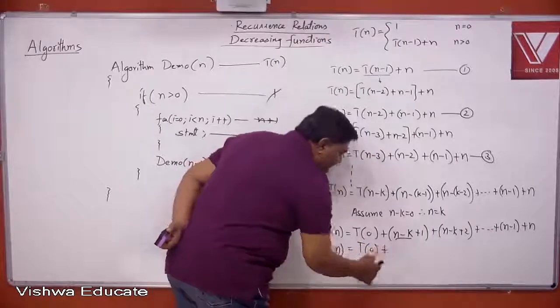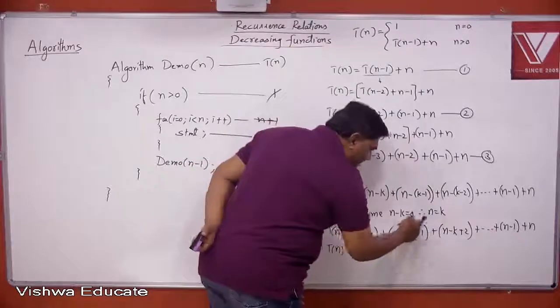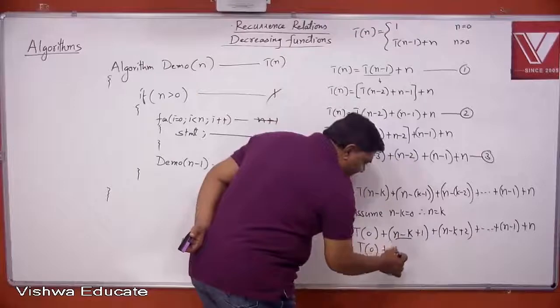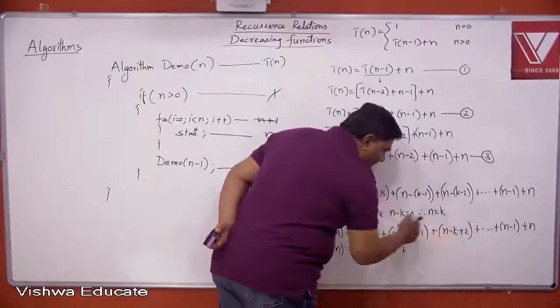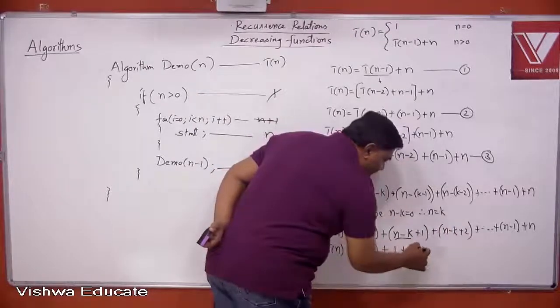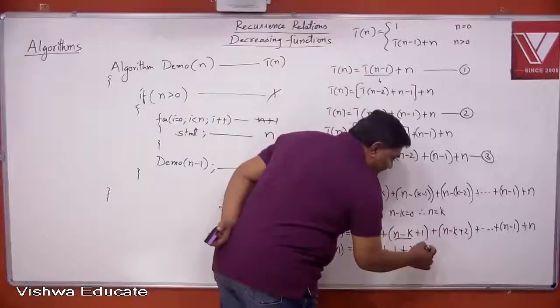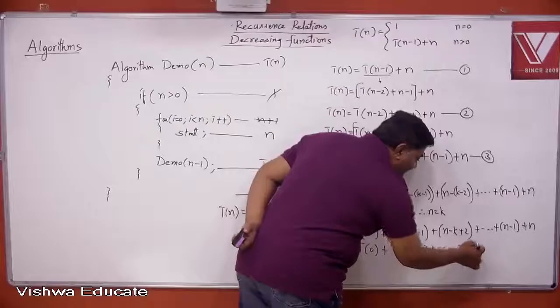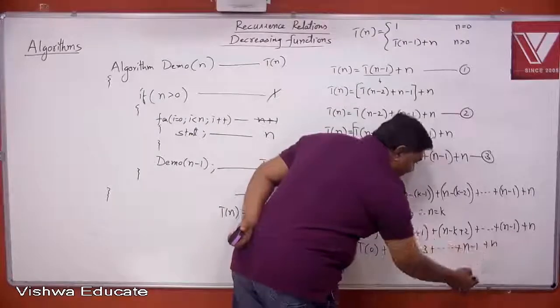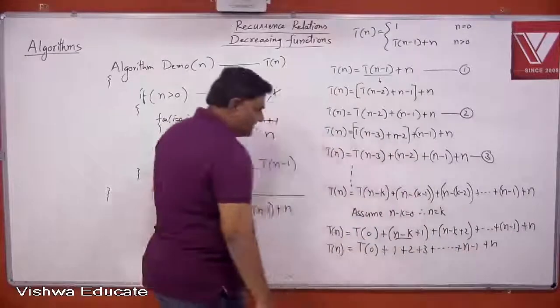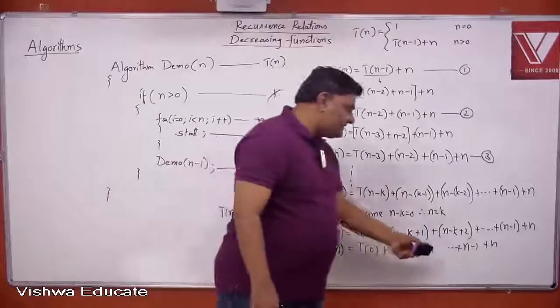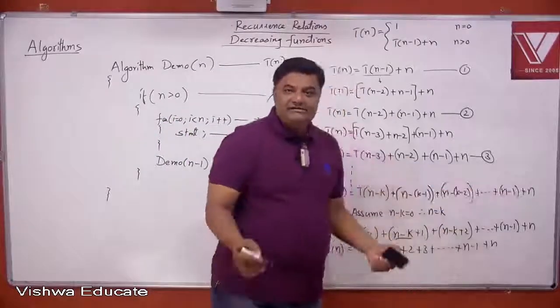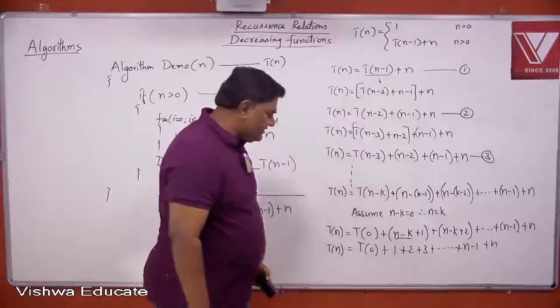Now, Tn is T0 plus n minus k is how much? 0. 0 plus 1 is what? 1. Then n minus k is what? 0. 0 plus 2 is what? 2. Then what could be the next term? We can guess 3. Then it goes on. Then the last term is n minus 1 plus n. So what is this? 1 plus 2 plus 3 plus it goes on to n. It is the sum of the first n natural numbers.